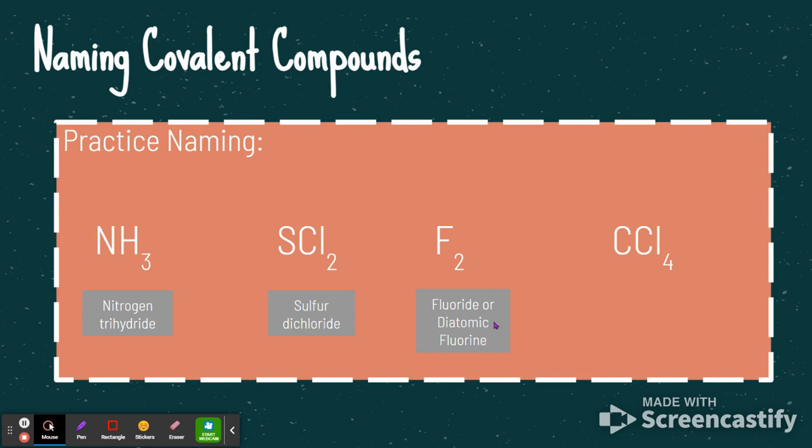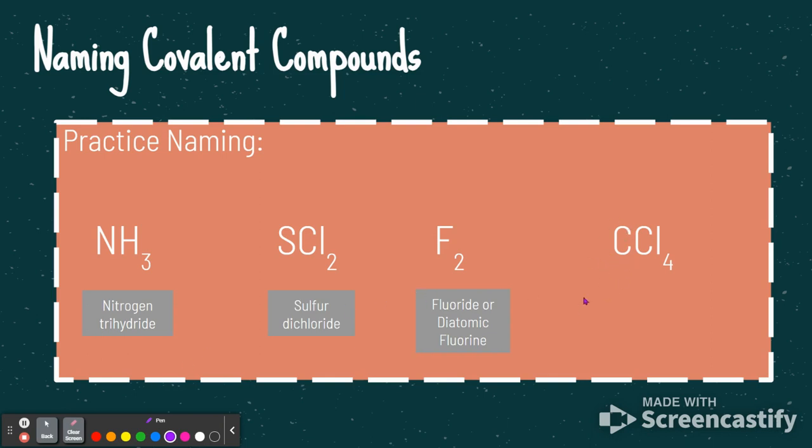I prefer diatomic fluorine. So anytime you see elements that are going to bond to each other and that's it, you can go ahead and call it diatomic and whatever that one's called. Fluorine, chlorine, bromine, whatever.